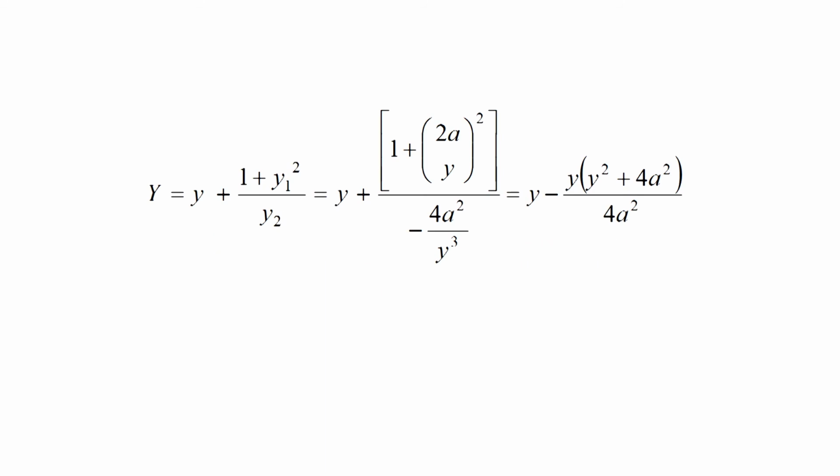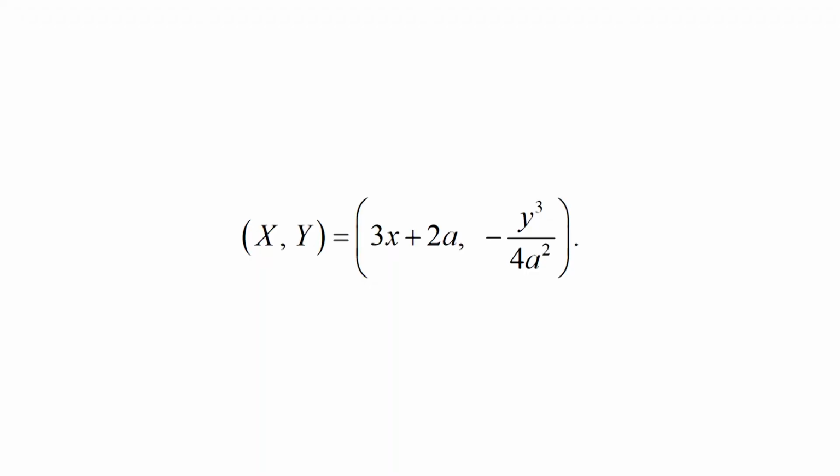Also, Y = y + (1 + y1²)/y2 = y + (1 + (2a/y)²)/(-4a²/y³) = y - y(y² + 4a²)/(4a²), which is equal to -y³/4a². We call it equation number 2. Hence, the center of curvature C (X, Y) is given by (X, Y) = (3x + 2a, -y³/4a²).